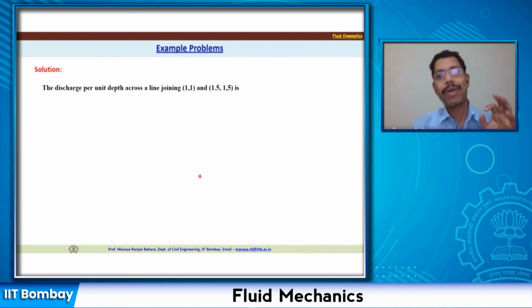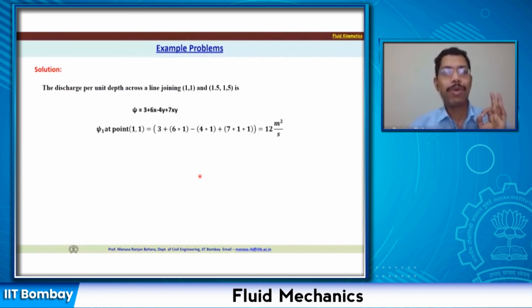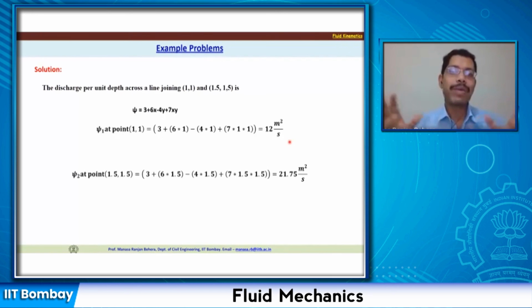So first, if I want to evaluate what is psi 1, that is the line passing through point 1, 1. So this is my equation. And if I substitute the value of x and y, I will be able to get psi 1 at (1,1) equals to this. So I have just substituted the values of x and y at the respective places. That gives me the value as 12, which is 12 meters square per second. Let us say I have units or dimensions in meters and time in seconds, so it gives me the value as 12 meters square per second. Similarly, if I find out psi 2, that is going to give me 21.75 meters square per second.